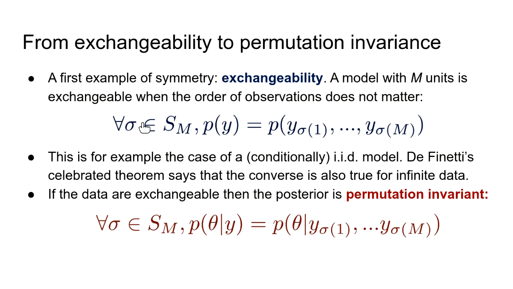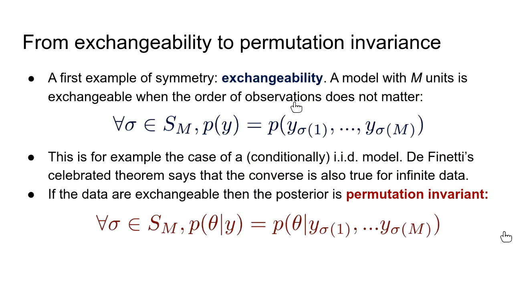If we have a data set Y, again, Y is the entire data set, and we reorder it by a permutation sigma, so sigma is a reordering of the data, and S_M is the set of all permutations, all reorderings, usually called the symmetry group. So if we have a data set Y and we reorder it using sigma that way, then the density of the data does not change. That's called exchangeability, and that's of course the case for a lot of models.